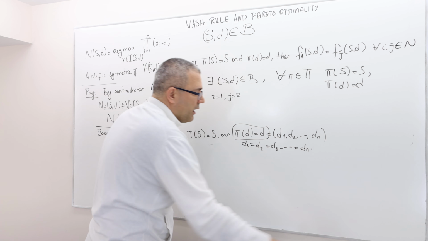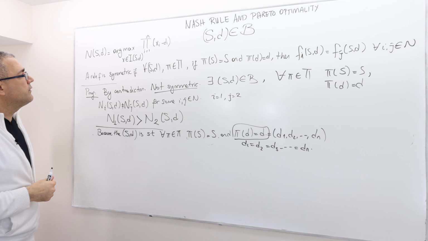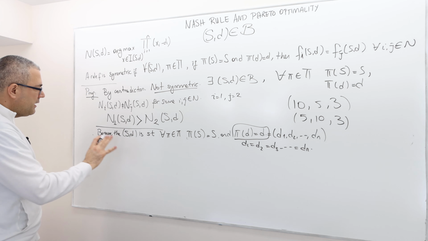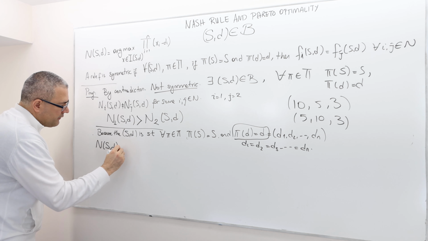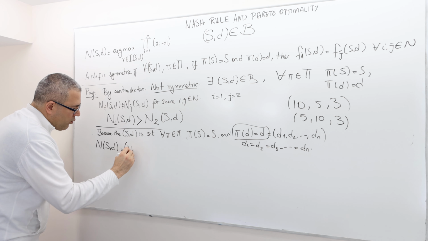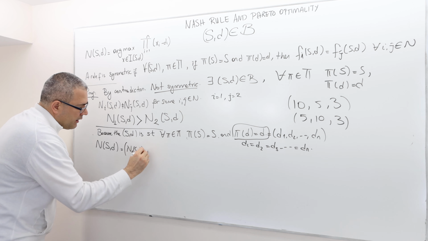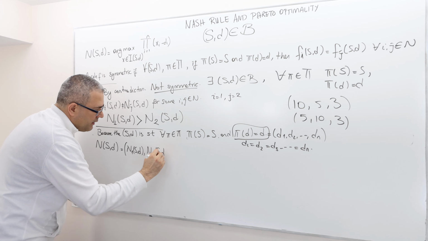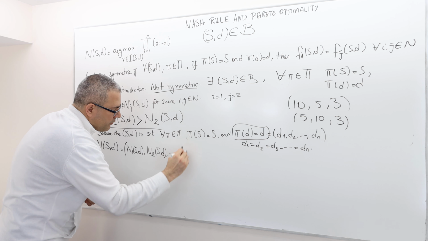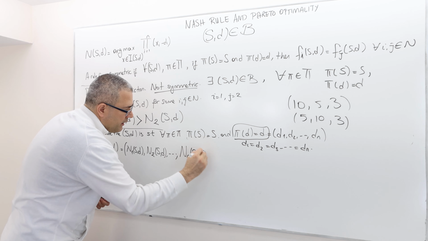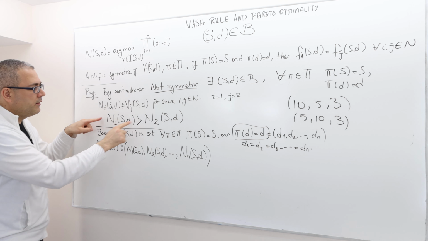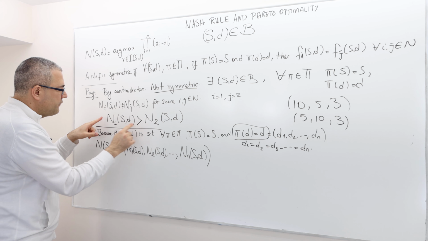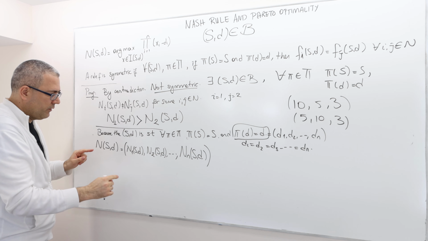Hopefully this is going to be helpful. All right, what am I trying to do? So here, if you remember, the Nash solution for the bargaining problem (S, D) is a vector N1(S,D), N2(S,D), all the way up to Nn(S,D). Okay, so here, for contradiction, we assume that N1 is greater than N2, right?